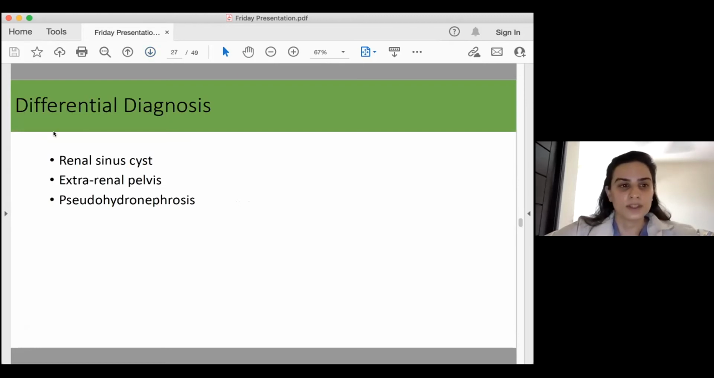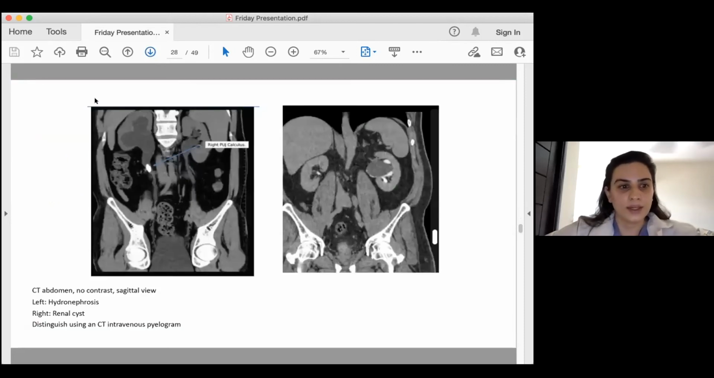So in terms of the differential diagnosis, we can have renal cysts, we can have an extrarenal pelvis, and we can also have pseudohydronephrosis. Here in this image on the left, we are comparing what hydronephrosis looks like with an obstruction due to a calculus versus a simple renal cyst on the right. Upon seeing this, you would think you are observing a dilation of the renal pelvis just because it's so similar to what you're observing on the left.